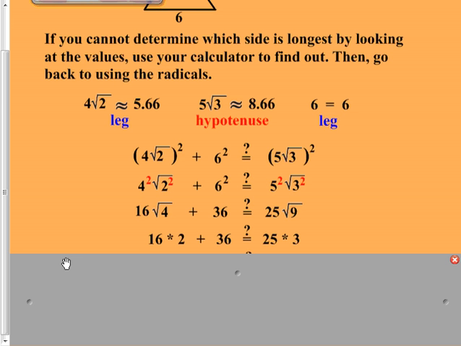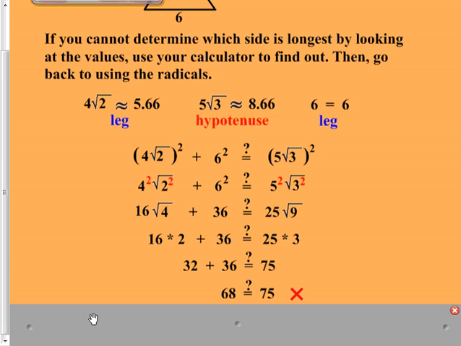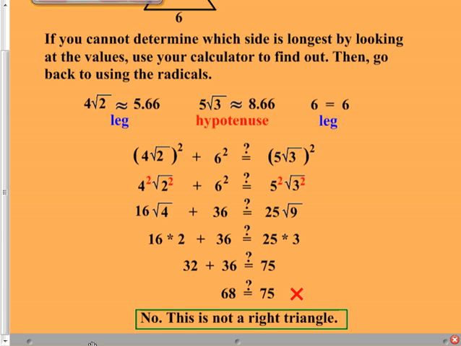Well, 16 times 2 is 32. 25 times 3 is 75. So now what we have is 32 plus 36, and the question is, does that equal 75? And it does not. 68 does not equal 75. Okay, so what did we just determine on that? We tried to plug these values into Pythagorean theorem. A squared plus b squared did not equal c squared. So by the converse, this is not a right triangle.